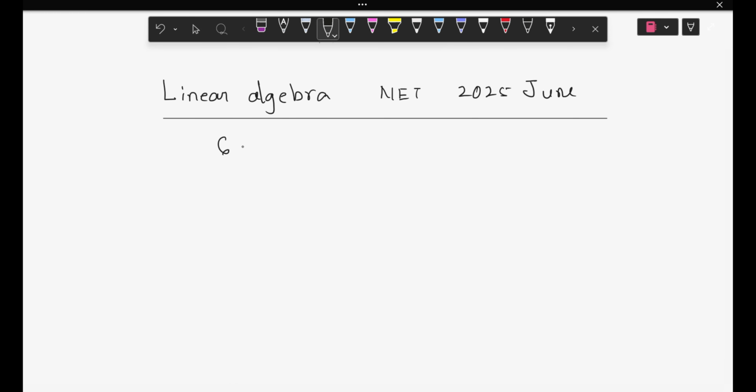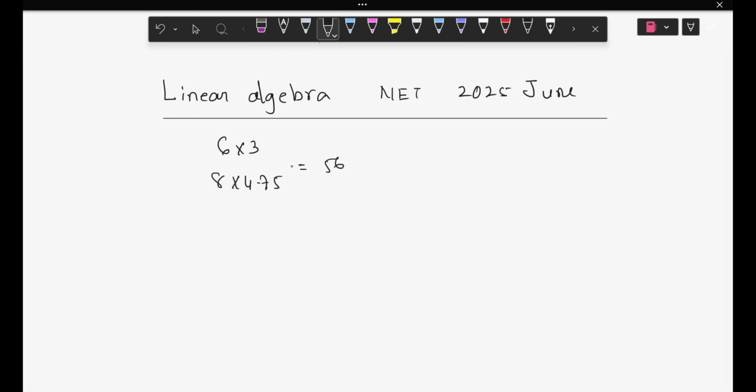In this video, we'll discuss the solution of linear algebra जो 2025 के नेट जून में पूछे गए थे. सो इसमें टोटल 14 क्वेश्चन लिनियर अलजेब्रा से पूछा गया था. इनमें से 6 क्वेश्चन थे 3 मार्क्स के एंड 8 क्वेश्चन थे 4.75 मार्क्स के. तो इस अराउंड 56 मार्क्स. So in this video, we'll discuss that 56 marks.